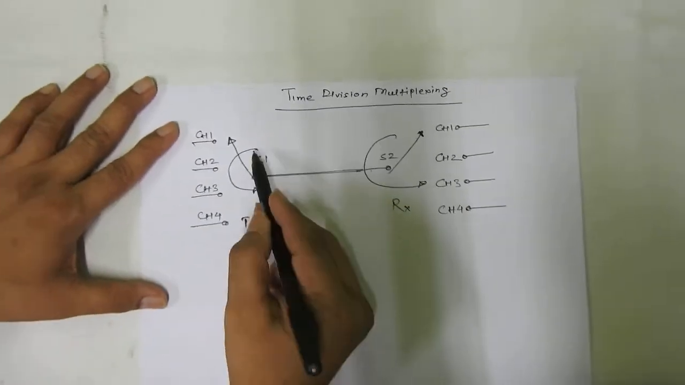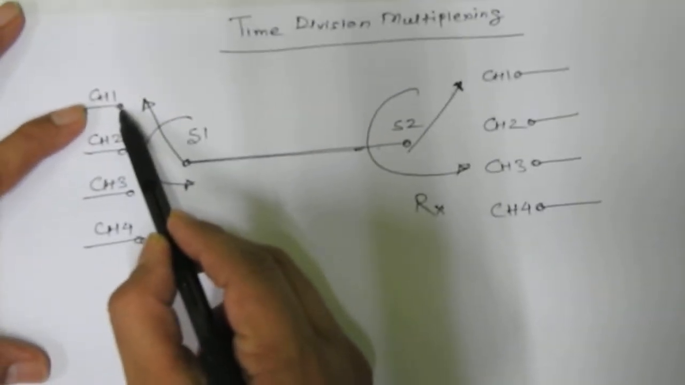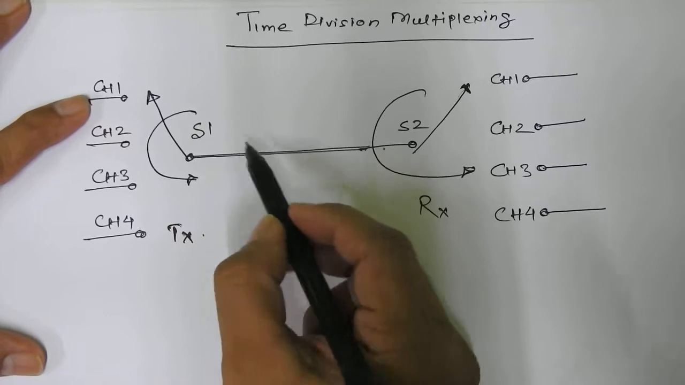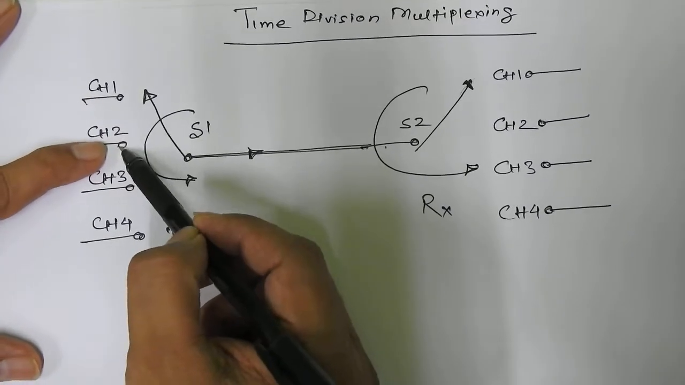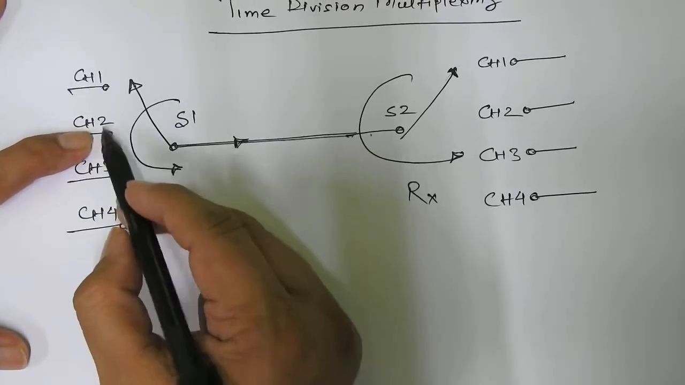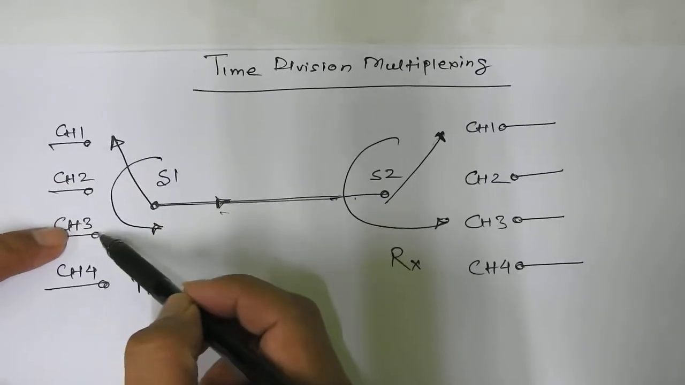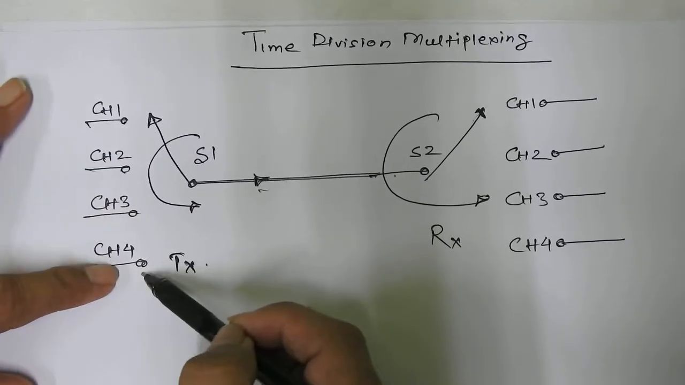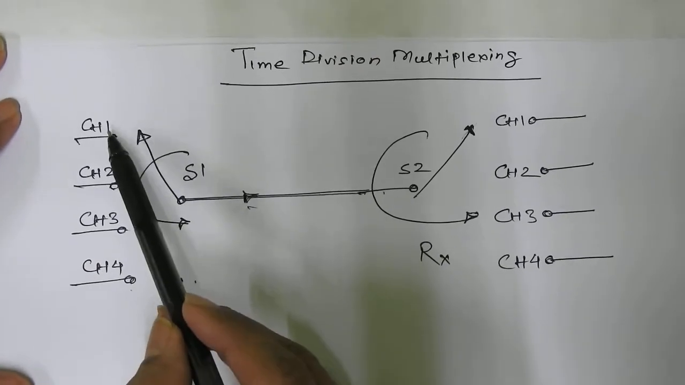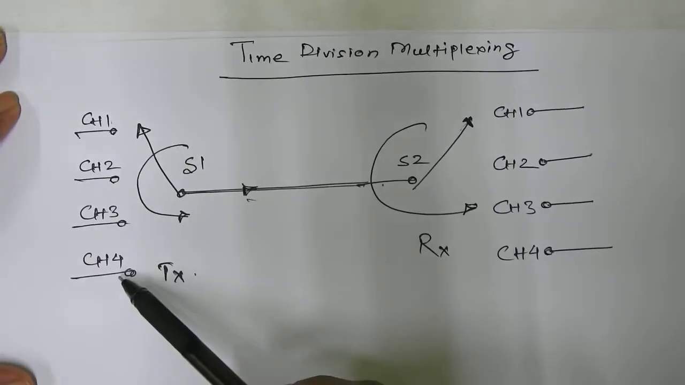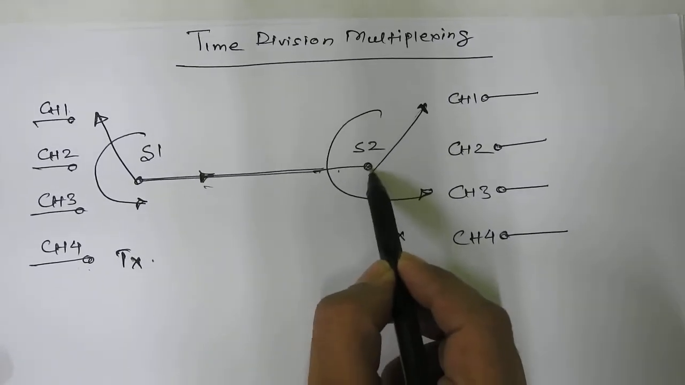So this switch is rotating. Whenever this switch touches channel 1, it takes the samples from channel 1 and sends them on this communication line. Then it touches channel 2, again takes the sample from channel 2 and sends it on this communication line. Then it connects to channel 3, then channel 4, and so on, and one by one the switch S1 is taking samples from channel 1, channel 2, channel 3, and channel 4 and passing them over this communication line to the switch S2.